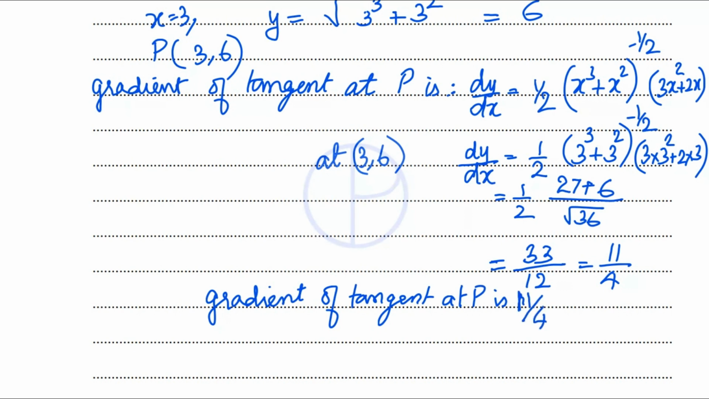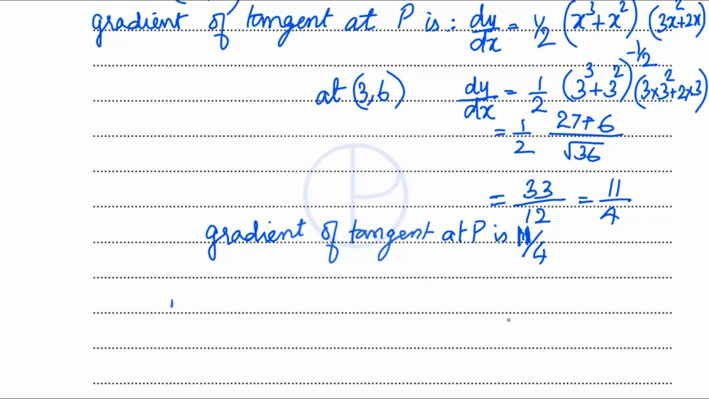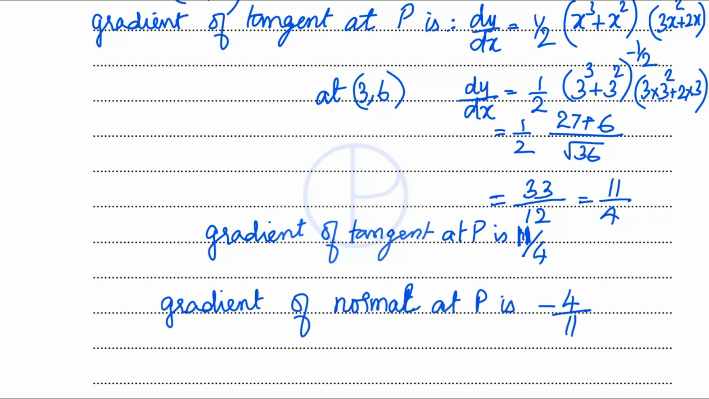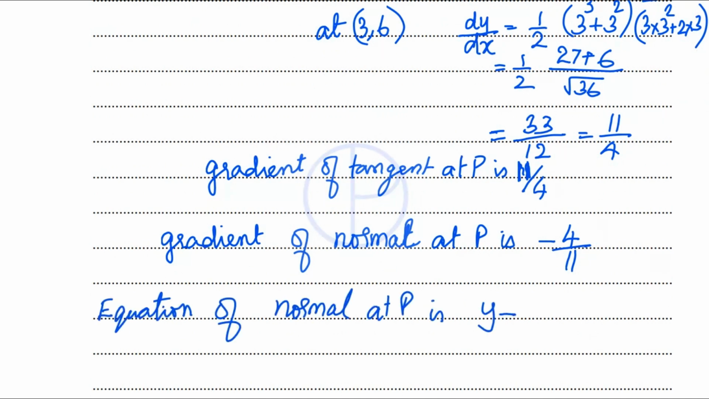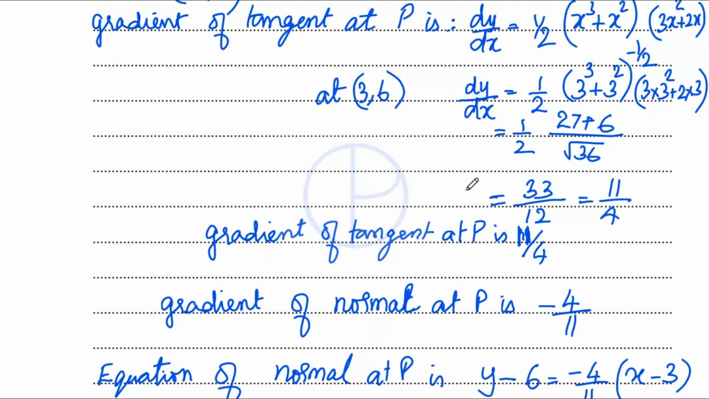So what is the gradient of the normal? Negative reciprocal of this one. Negative reciprocal. So negative 4 over 11 is the gradient of the normal. Okay. Now using this, let's write the equation of the normal. y minus y1. What is y1? Let's take the P value, which is 6, equal to negative 4 over 11 multiplied by x minus 3. Okay.